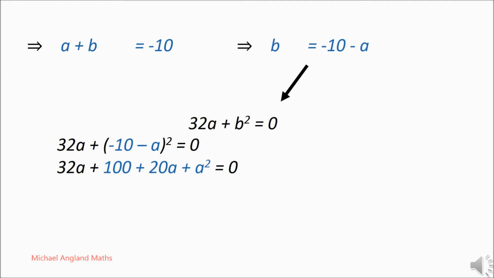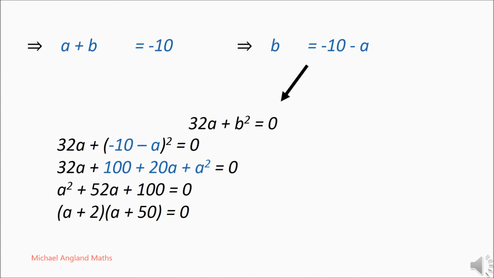So the next step, when I multiply out that square bracket, is 32a plus 100 plus 20a plus a squared is equal to 0. When I collect the terms now, I end up with a squared plus 52a plus 100 is equal to 0. And then I can factor this into a plus 2 times a plus 50.